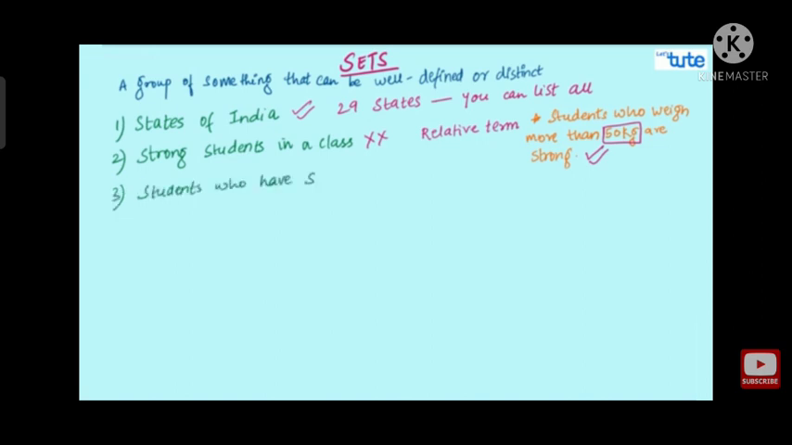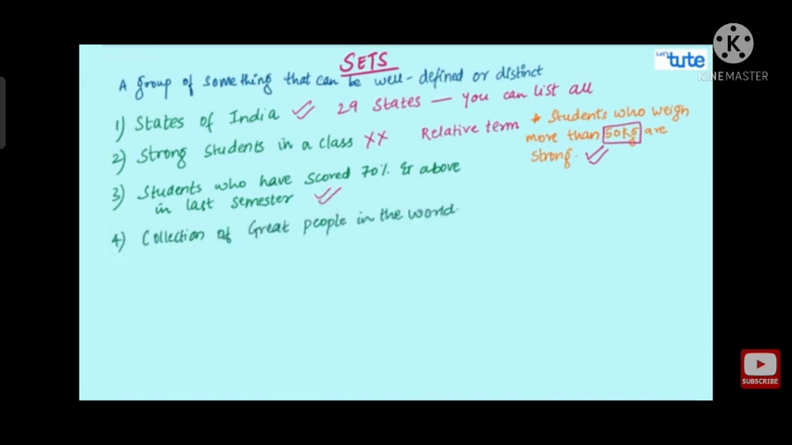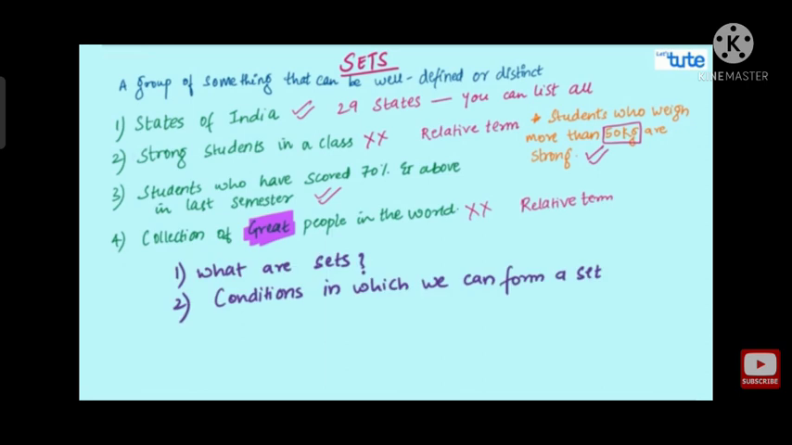Let's see the next one. Students who have scored 70% and above in the last semester? Yes, you can form a set of this. Collection of great people in the world. Again, great is a relative term and we cannot form a set of this. So I hope by now you know what sets are and in which conditions we can and cannot form a set. Let's move to the next step.